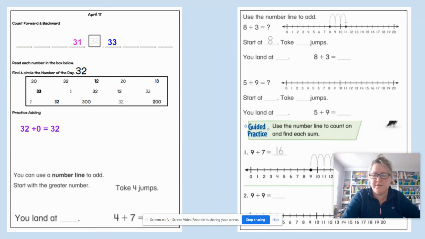Okay, and then it wants you to use a number line to add. So you're going to start with the greater number and then take 4 jumps. So it shows you at the top that you would use a number line. You would start at the number 8, and then you would take 3 jumps, and it shows you it gets to 11. I modeled down here, I didn't realize that one was up there. So the 9 plus 7: I have the arrow starting at 9, and then it jumps 7 spots and lands on 16.